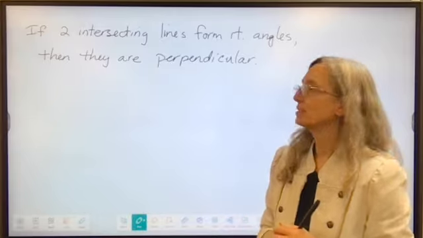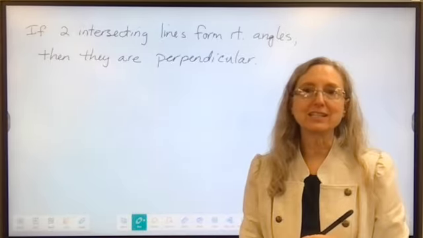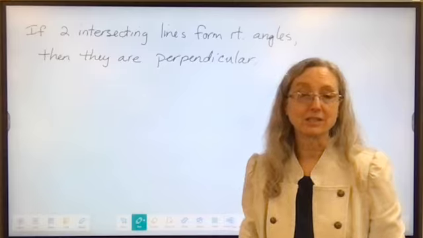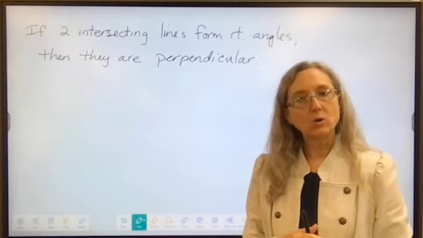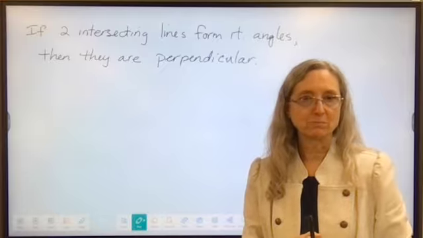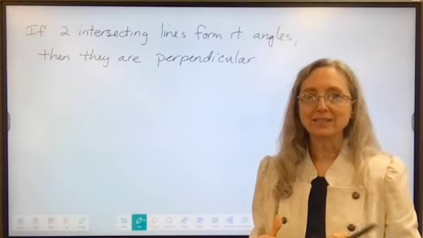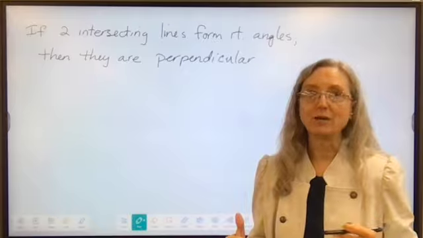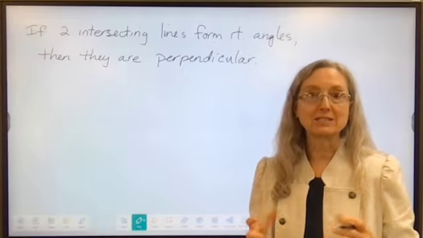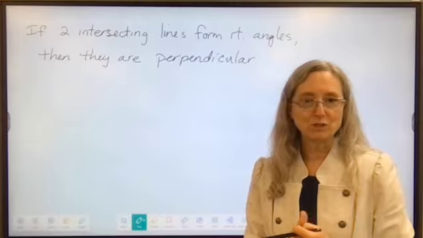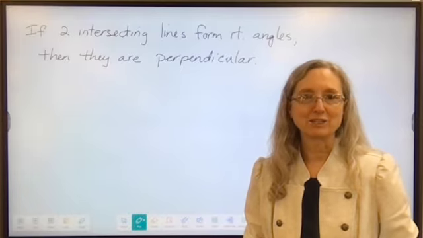Here's a conditional statement. If two intersecting lines form right angles, then they are perpendicular. That's our original statement. What would the contrapositive be? Take a minute, see if you can remember what that was. Switch the if and the then, negate both, see what you come up with, and then see if it matches mine.